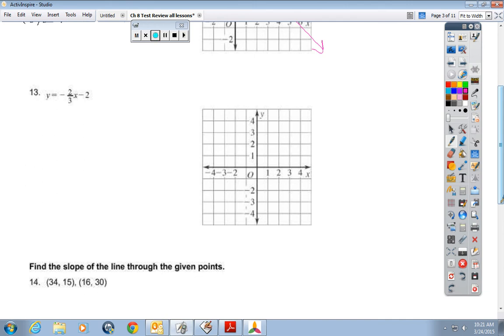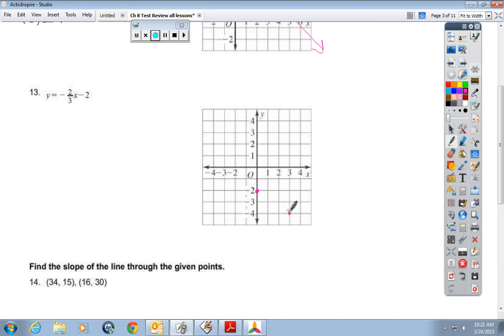-2/3, which means I'm going to go both directions. I'm going to fall 2, 1, 2, and I'm going to run 3, 1, 2, 3, okay? And then I'm going to reverse it to go the other direction. So I'll rise 2 and go this way, 1, 2, 3.